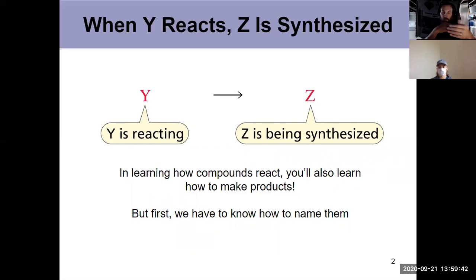When something undergoes a reaction, in the past we've seen that it goes from reactants to products. Okay? But how we're phrasing that in organic is when your reactants are reacting, we are synthesizing something else. We're making a new product, which is what synthetic organic chemistry is all about, right? We are going to begin in the next couple of chapters learning how compounds react, but then we're also indirectly, by learning how they react, learning how to make new things. But before we can do any of that, the whole purpose of chapter 3, at least this first half, is to know how to name them.